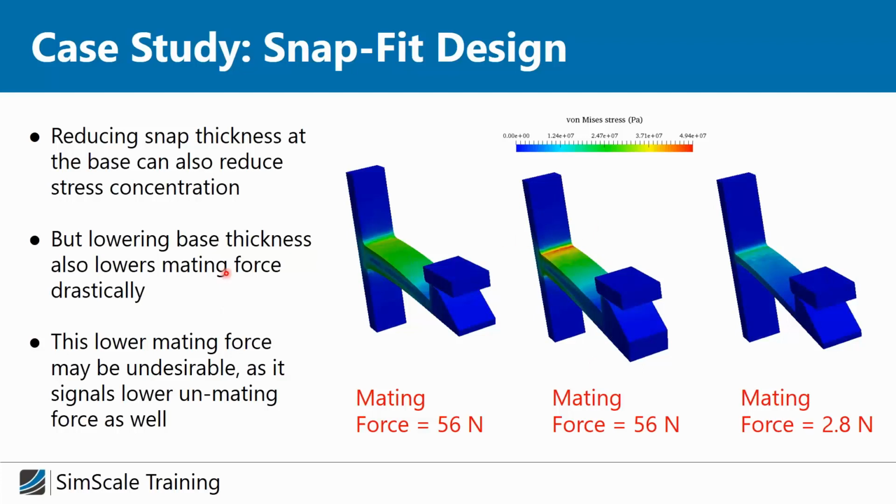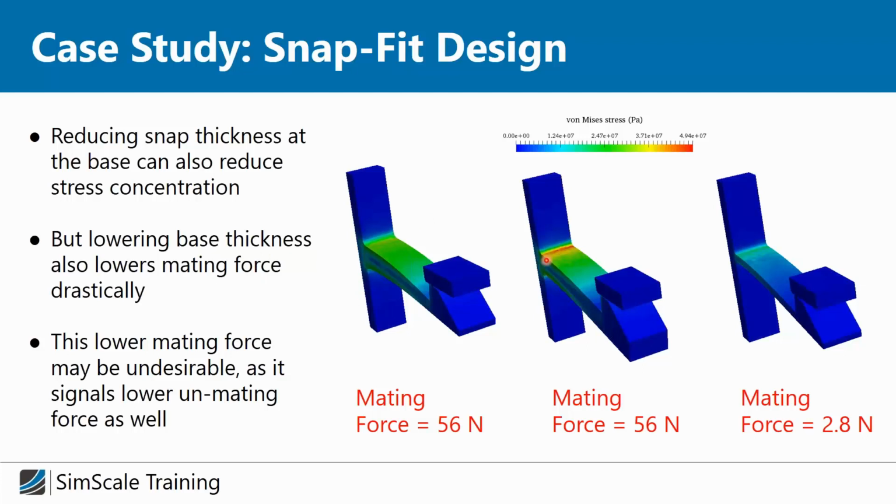And one way, for example, to achieve this is reducing the snap thickness at the base, which will reduce the stress concentration, but this will also reduce your mating force drastically. And so this is basically, again, a very good example of how simulation can help to find the best compromise in such trade-off situations, like when it comes to optimizing a snap fit.